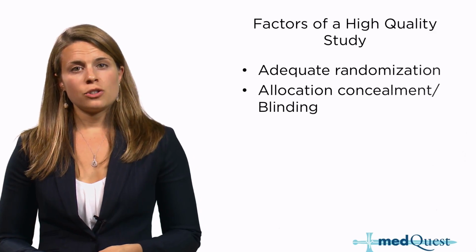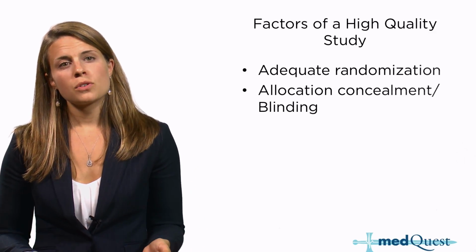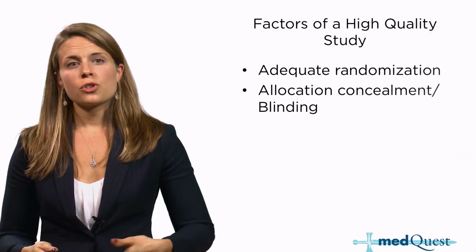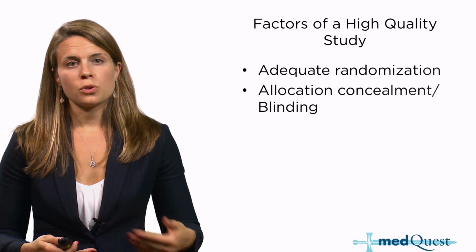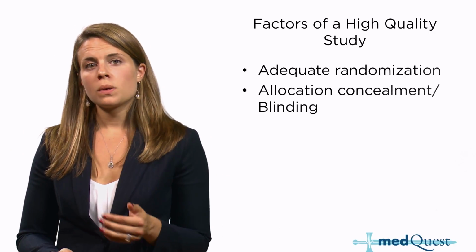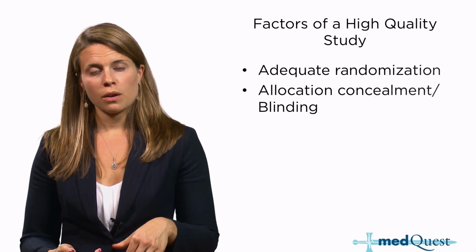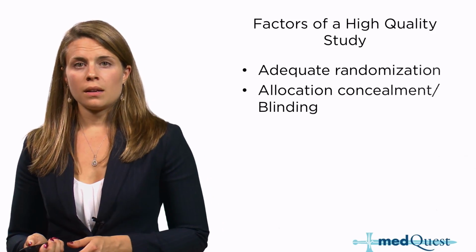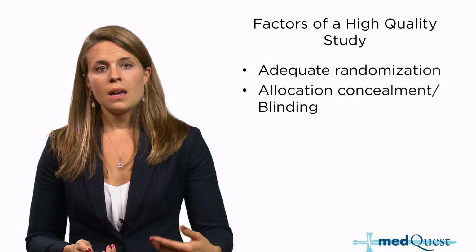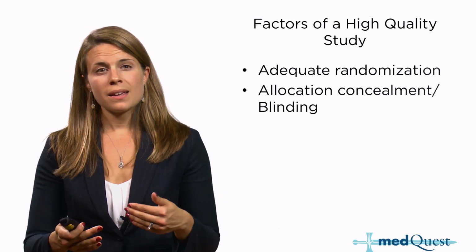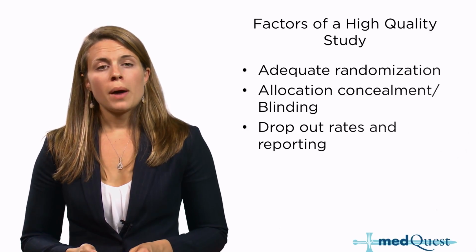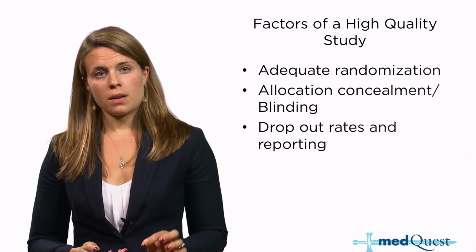The second is allocation concealment or blinding. So a lot of times in research studies, you hear the terms double-blinded or single-blinded. This just ensures that study investigators that are observing the particular subjects don't know which treatment they're allocated to, and that's going to minimize their bias in terms of what they're looking for. In a double-blinded study, the subjects themselves are also blinded to the treatment group that they're receiving. This ensures that, again, there's no bias based on the particular outcome that you're hoping to see.